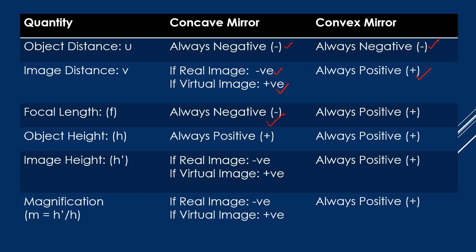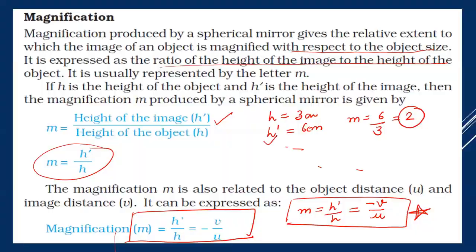For a convex mirror, what's the nature of convex mirror? It's a diverging mirror. It will diverge the light rays. But when we take those light rays behind the mirror, they will appear to come from a point. This point will be behind the mirror. Now, as it is behind the mirror, the sign convention over there goes to positive x-axis. So it will always be positive. Object height, again, we always keep the object erect, so it's always going to be positive for both the cases.